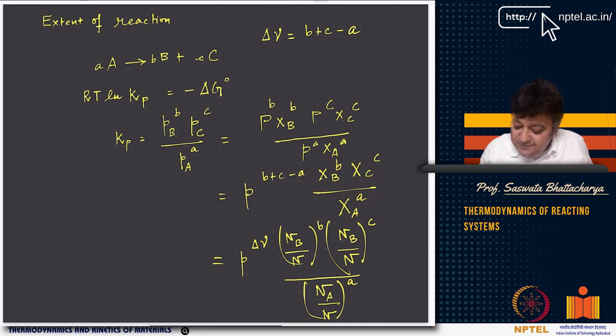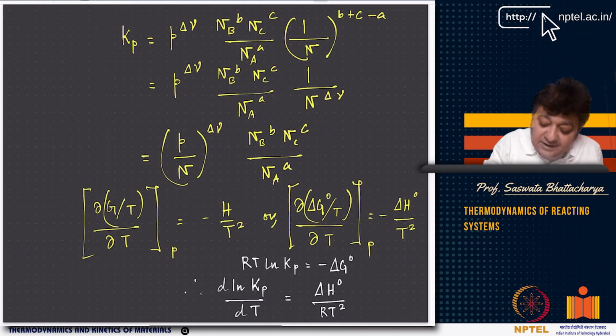Now you can write this as P to the power delta nu, but x_B is nothing but n_B by total n, right? So n_B by n to the power b, n_C by n to the power c, n_A by n to the power a, and n is nothing but n_A plus n_B plus n_C. Now if you see n to the power 1 by n to the power b, 1 by n to the power c, minus 1 by n to the power a. So again you can write this as P to the power delta nu, and you have 1 by n to the power delta nu.